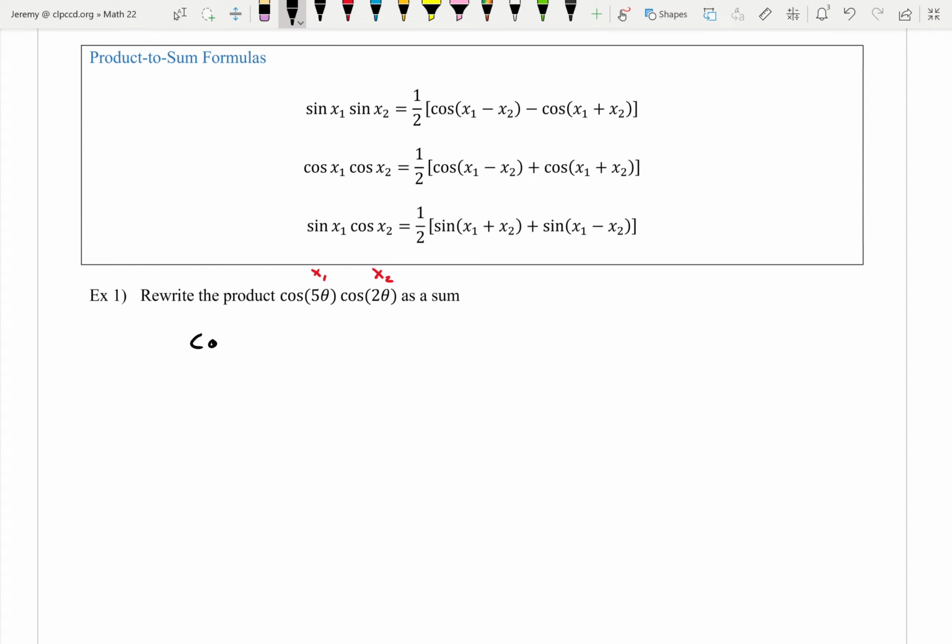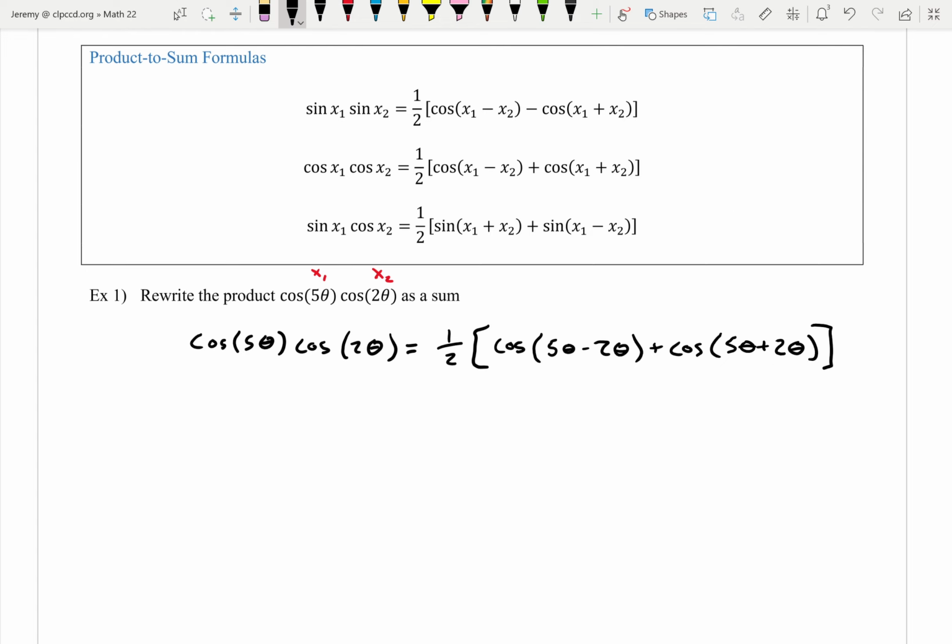Now let's apply this theorem. We want cosine of 5 theta times cosine of 2 theta, and we're going to apply that formula to rewrite this as a sum. So here we go: 1/2 times, inside the brackets, cosine of x1 minus x2, so that'll be 5 theta minus 2 theta, the difference inside of a cosine, plus cosine of x1 plus x2, so that'll be 5 theta plus 2 theta. Now we just want to simplify a little bit. This will become cosine of 3 theta plus cosine of, adding those together, 7 theta.